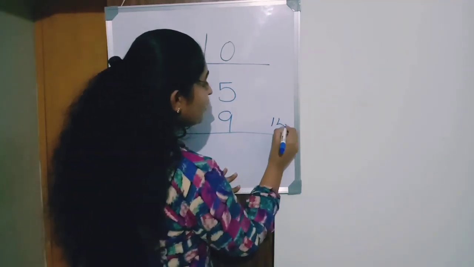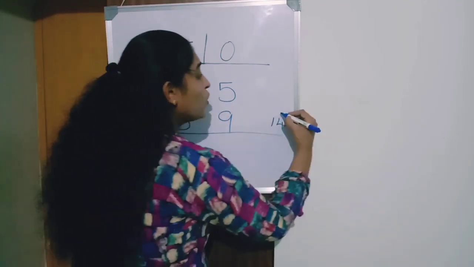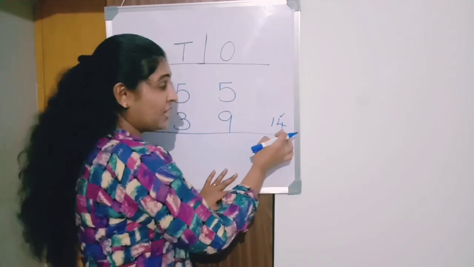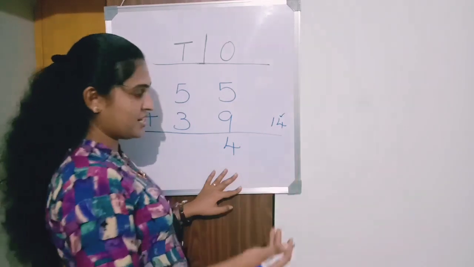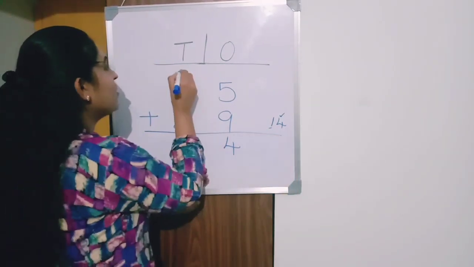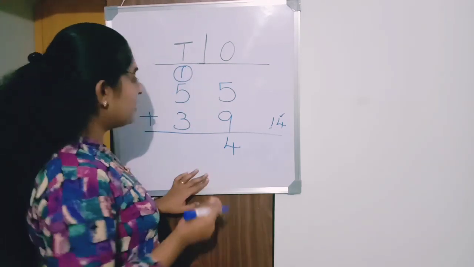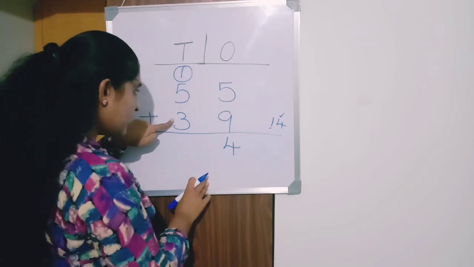14 is a 2-digit number. Can we write 14 here? No. So the number in the ones place, that is 4. In 14, the number in the ones place is 4. That 4 we should write here, and the number in the tens place, that is 1. That 1 will carry here. Now, add 1 plus 5 plus 3.